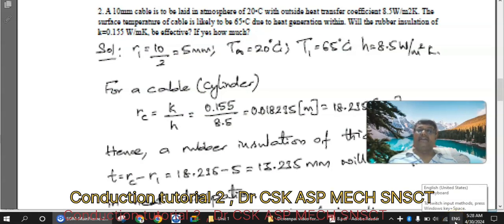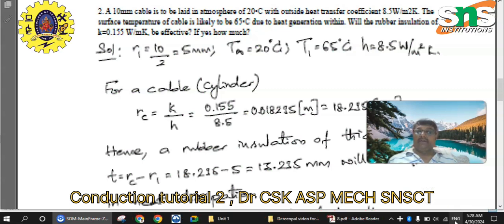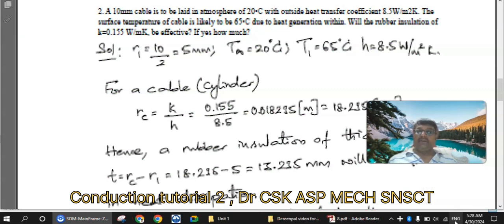Let me see the tutorial on conduction, unit 1 with heat generation. We all know what is meant by heat generation that I explained in the class. During the class, I have explained with heat generation, without heat generation. We solved the problem not considering the heat generation concept.